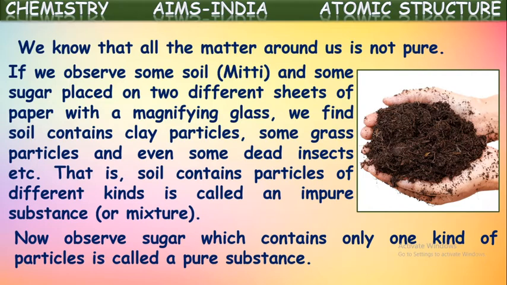In the same way, now take the sugar on a paper and observe it with the magnifying glass. What do we observe? Only sugar particles will be observed, which contains only one kind of particles. Of course, the size might be different from one crystal to another crystal, but all are sugar crystals. No other substance is found. Substances which contain only one kind of particles are called pure substances. So soil is an impure substance because it is made up of different kinds of particles. Sugar comes under pure substances as it is made up of only one kind of particles.